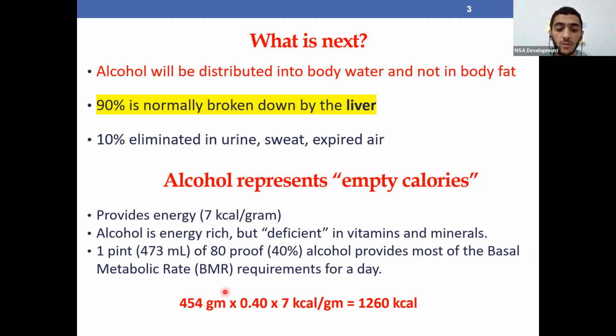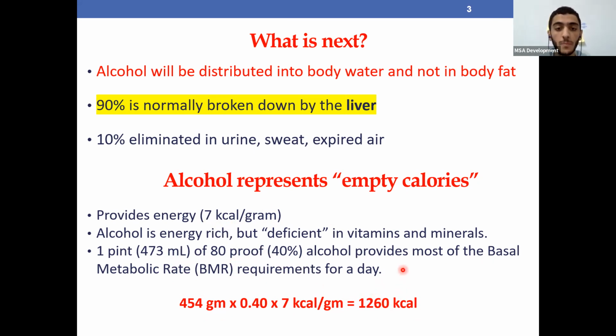So if you said, for example, this was an example provided by the doctor. He gave that basically they take a pint, or 473 milliliters, of 80 proof, 40% alcohol, which provides most of the basic metabolic rate requirements for a day. For example, if you look at 454 grams, it's going to have 0.40, and multiply that by 7, because 7 kilocalories is going to give you the total amount of energy that you're going to get from the alcohol.